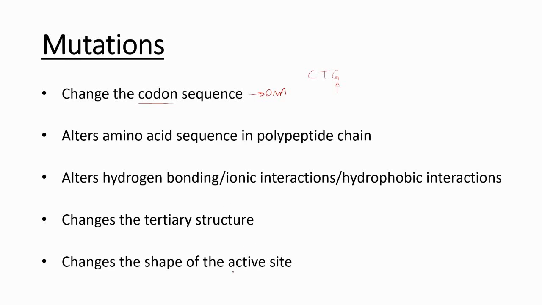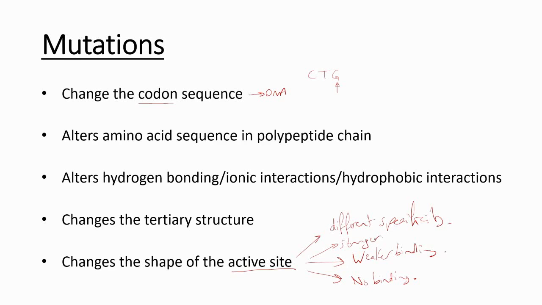Now, when we change the shape of the active site, this may mean that the active site may bind to a different substrate. So it has a different specificity. It might have a weaker binding to its existing substrate, which will mean the activity will be much reduced compared to a normal enzyme, or it may not bind at all, which means the enzyme is non-functional. These are some scenarios. It's also possible that you might have stronger binding to the existing substrate, which means that perhaps the activity might be higher.